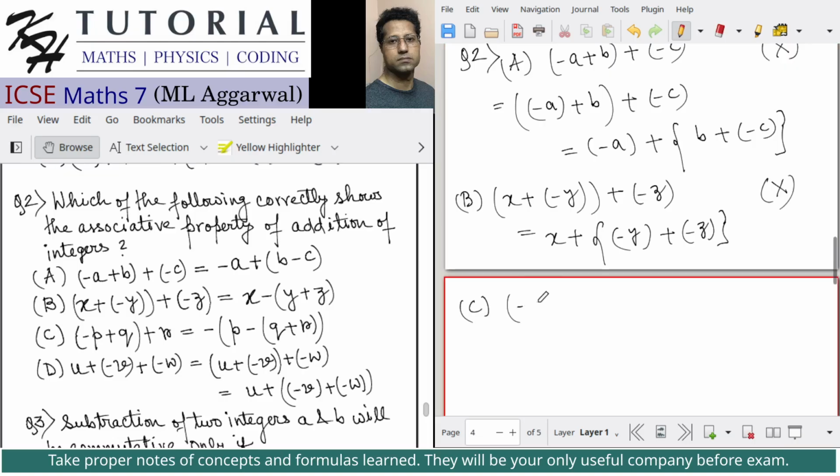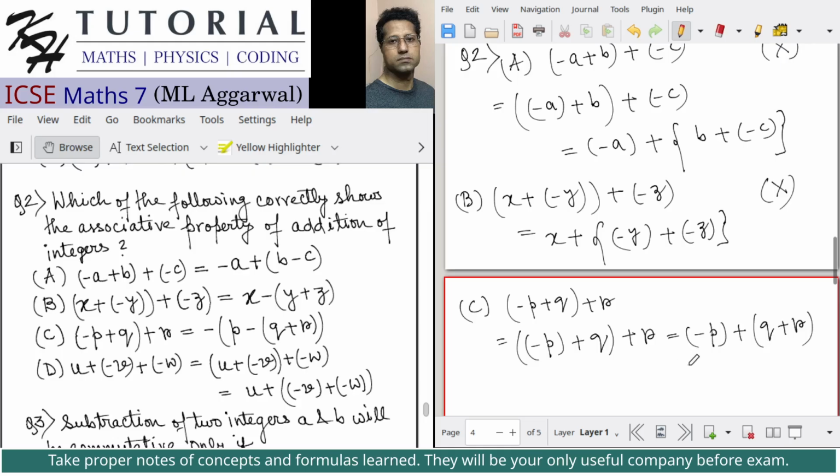On the left hand side, we have minus P plus Q plus R. So this is nothing but, we can say, the three integers are minus P, Q and R. In this, first we are adding the first two integers, which are minus P and Q, and then we are adding R to it. To demonstrate the associative property on the right hand side, we must add the last two integers, that is Q and R, and then add minus P.